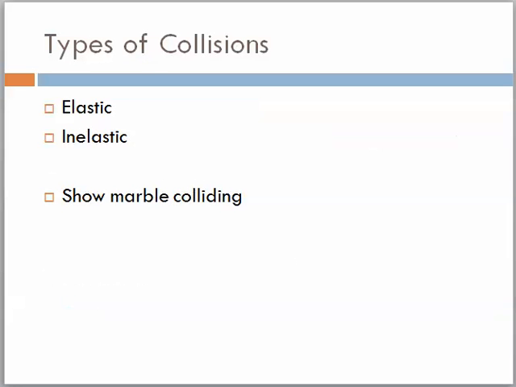Okay, types of collisions. The first type of collision is an elastic collision. An elastic collision is like when a tennis ball hits the ground, or anything hard hits the ground, they bounce, right? They bounce off each other. In an inelastic collision, the best example would be when a bug hits a windshield. They stick together. So inelastic collisions are when things stick together. Elastic collisions are when they bounce off of each other.